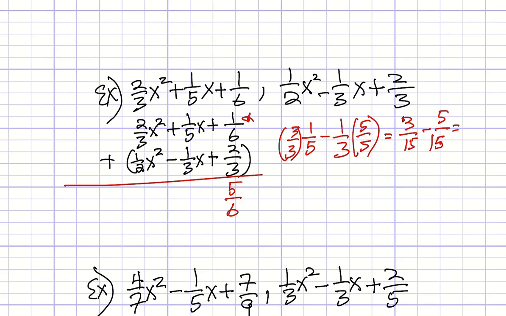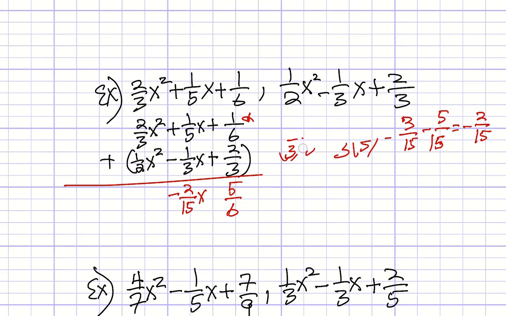So the same thing as minus 5 over 15. Okay, so the same thing as negative 2 over 15. So this one becomes negative 2 over 15x. Okay, so we'll do the last one.